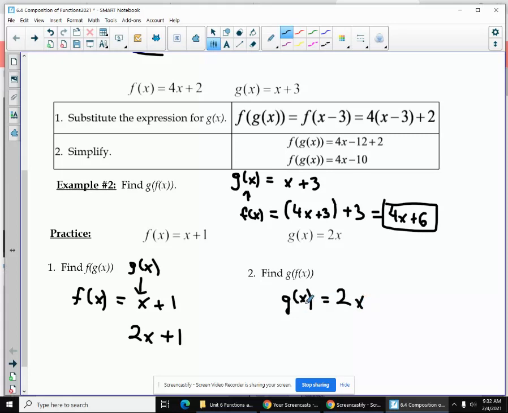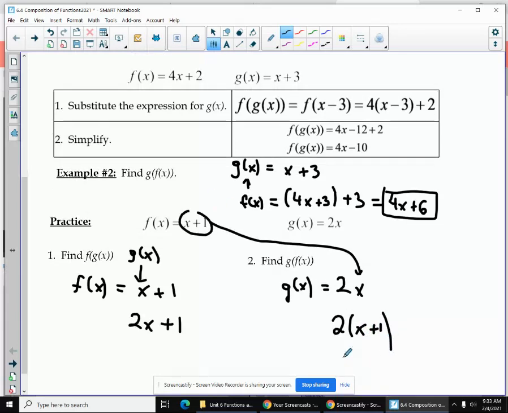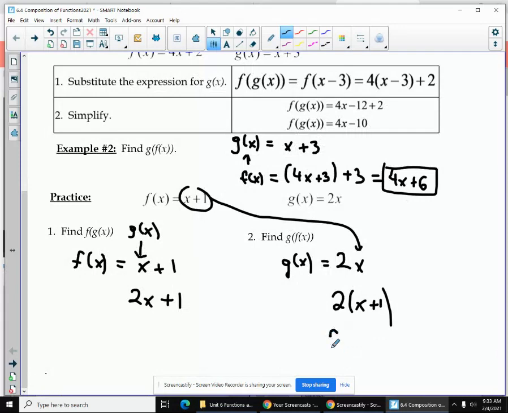But now instead of x, I want to put f of x, which is x plus 1. So this will go here. So you will do 2 times parentheses x plus 1. If you distribute this, you will get 2x plus 2. So your final answer is 2x plus 2, and your final answer over here is 2x plus 1.